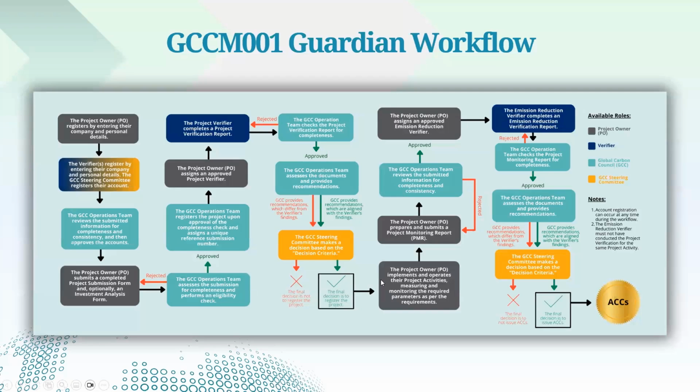The project owner can now start implementing their project activities, measuring and monitoring their parameters that are needed for the project monitoring report. And they can start filling that out and finally submit it to the GCC. Again, their operations team. They're going to do that completeness check, make sure that it's following requirements, and they can approve it. They can also reject here.